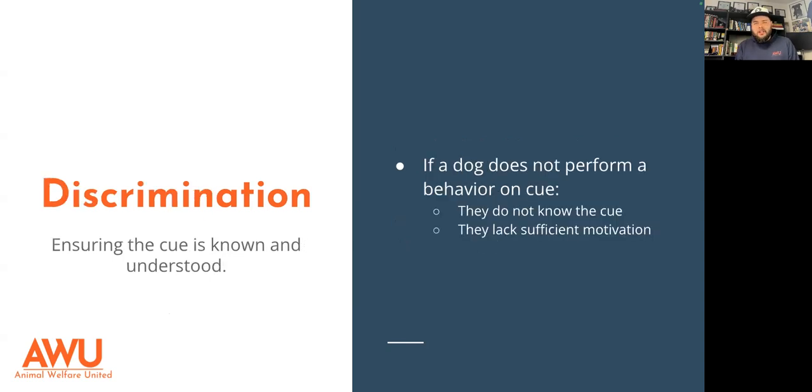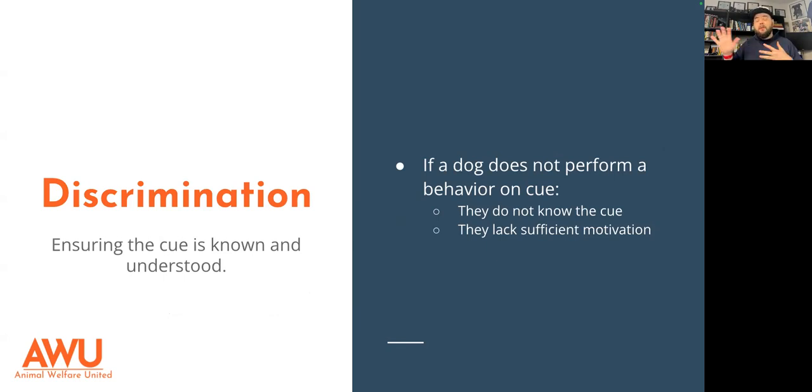Last one here is discrimination. This is ensuring the cue is known and understood. And this is when I'm working with trainers, we talk about this a lot. We talk about, well, the dog's not doing it when I say it. If the dog is not doing something when you say it, they don't know it, or they don't know why they should do it. 2 reasons that a dog does not perform a behavior on cue.